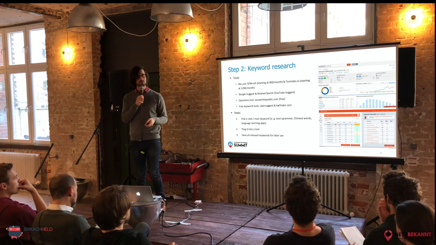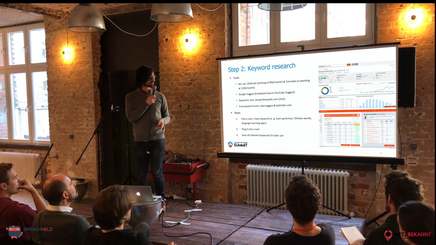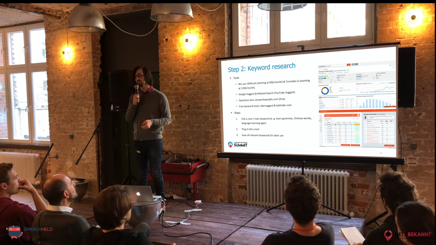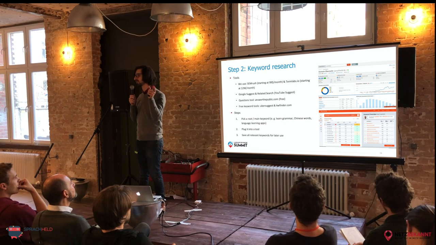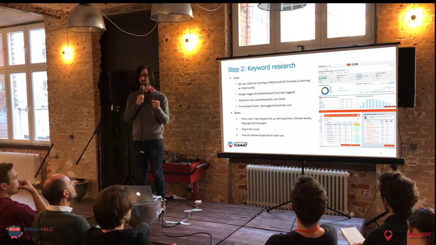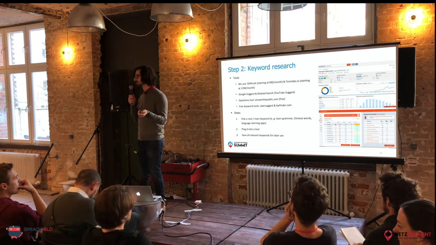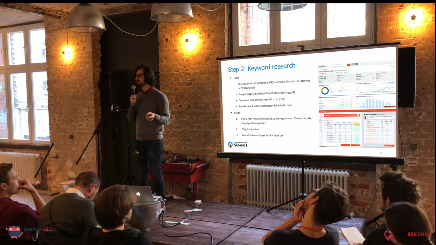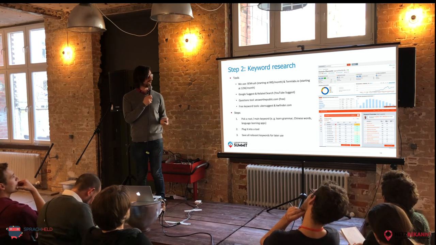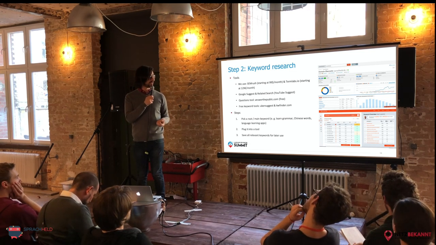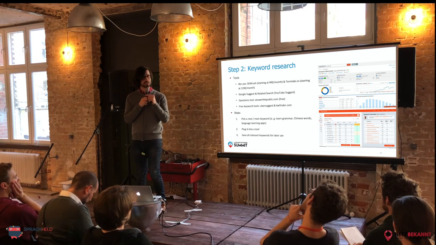So what helps is Google Suggest, related searches, YouTube Suggest. If you put in your search term, then Google will suggest things that people have been Googling. And at the bottom of the 10 best results, you will see other related terms. So people are looking for that. And on YouTube, the same thing. And a really cool tool, which is free, is Answer the Public.